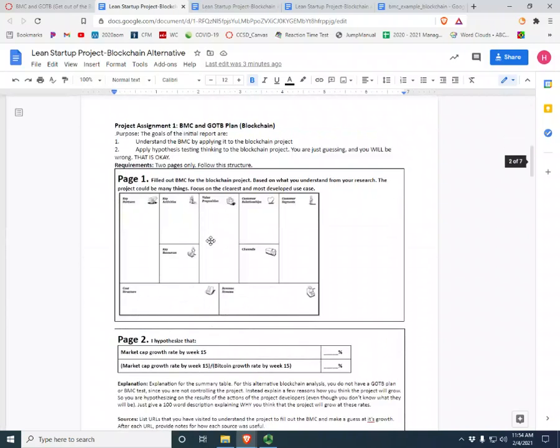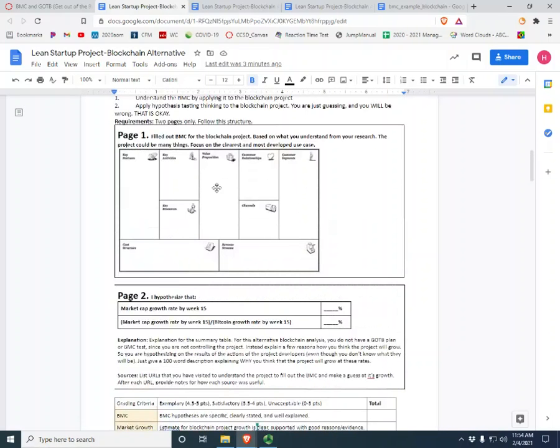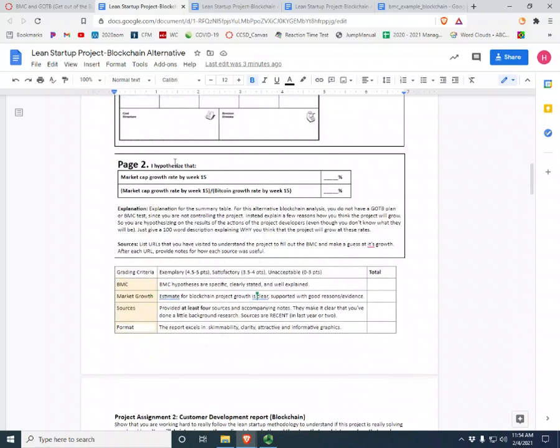So you just scroll down. Here's the rubric and instructions for the first one, which is the BMC and get out of the building plan. So you're going to fill out the BMC based on the blockchain project, and then that's it, page 1. And I'll go over that. And then in page 2, you're going to estimate how well you think this blockchain project will grow. So this is kind of a measure of market acceptance, whether there is a good product market fit.